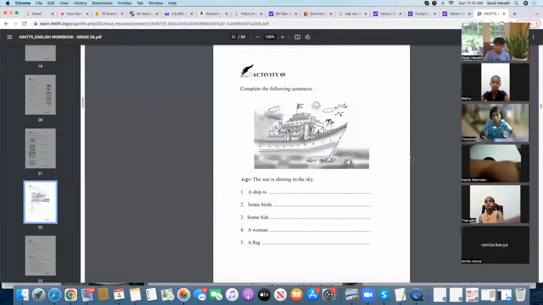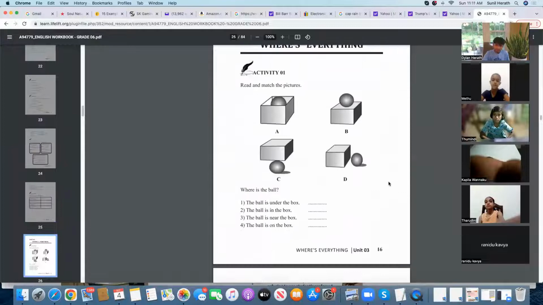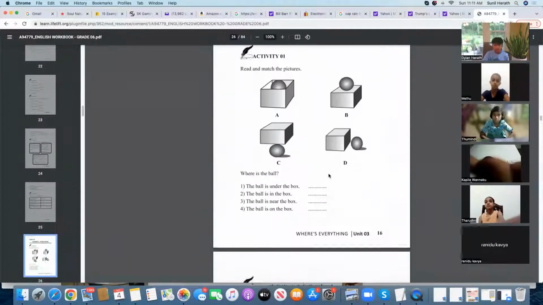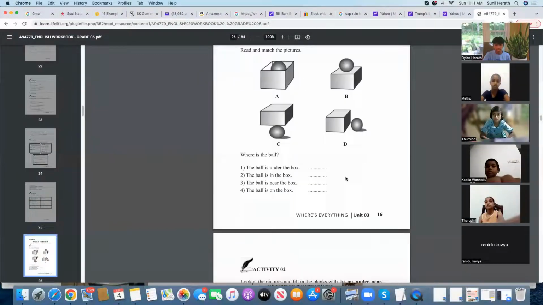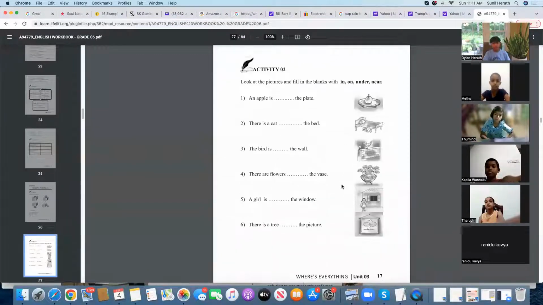We looked at an image and we made observations. We said, where is the ship here? Where are some of the birds? For example, the birds are flying. So that was very productive. And then the last lesson we did last week was the activity, where's the ball? For example, A, the ball is in the box. B, the ball is on the box or over the box. So we did that. So that brings us to this week, where I'm going to start the lesson here.